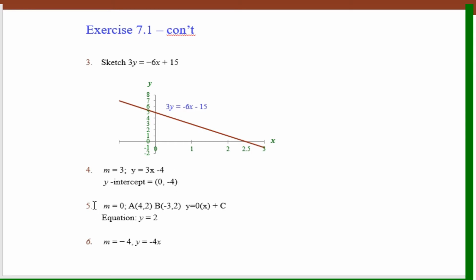Number 5, they've given you 2 points, 4, 2 and negative 3, 2. So when you find the gradient, the gradient will be 0. If the gradient is 0, it will be y equals to mx, so 0x plus c. In other words, there is no gradient. So it will be y equals to 2. The last one, m equals to negative 4. When you substitute 1 point in, you will realize the c or your y-intercept is 0. Therefore, you are left with the equation y equals to negative 4x.